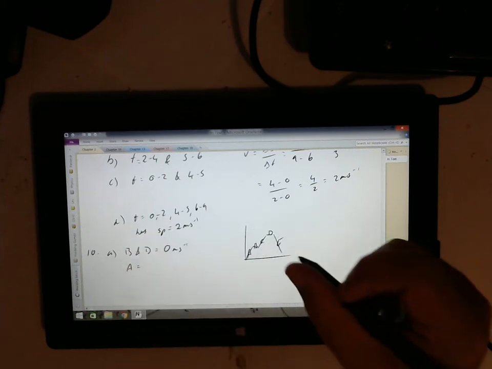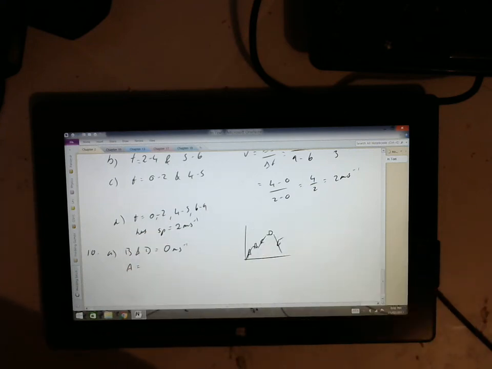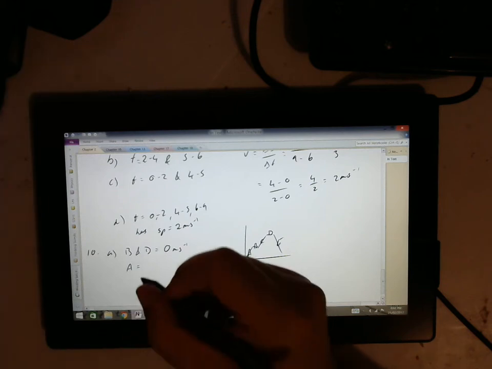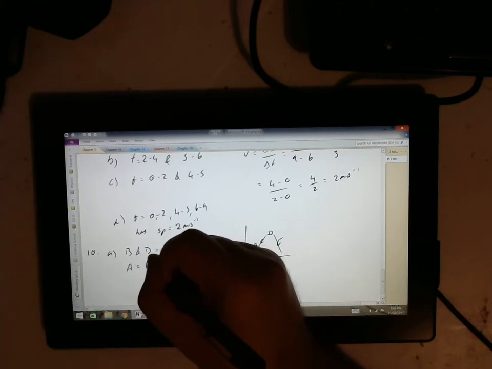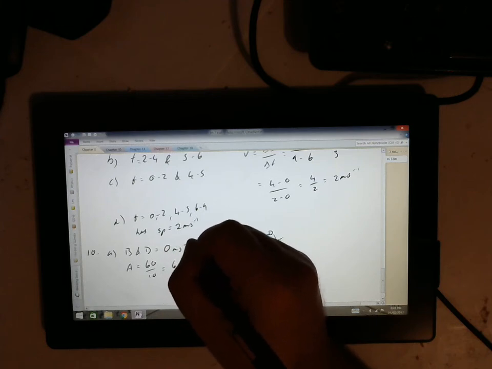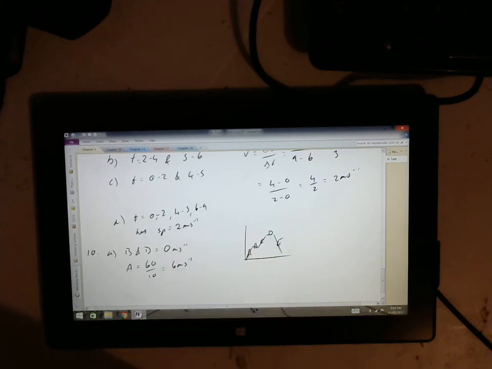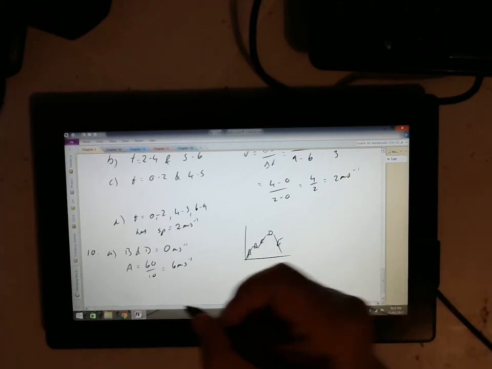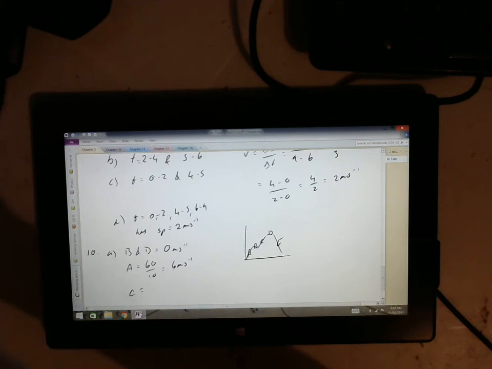For A, let's see, I'm looking at the graph now. I can see that in A it goes up 60 meters and it goes across 10 seconds, so that's going to be 60 over 10 equals 6 meters per second. And looking at the steepness, we can see that the 20 to 30 section, so section C on our little diagram there, is not as steep as the first bit. So we're going to definitely calculate the next one. We can't just guesstimate that.